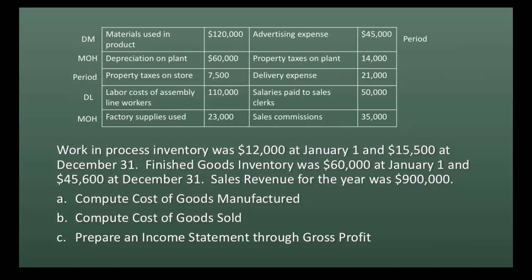Property taxes on the plant, this is manufacturing overhead, right? When it was on the store, that's a period cost because it's outside of the factory. Here, it's on the factory itself, so it's manufacturing overhead. Then delivery expense, that's going to be a period cost. Salaries paid to sales clerks is a period cost, and sales commissions will be a period cost.